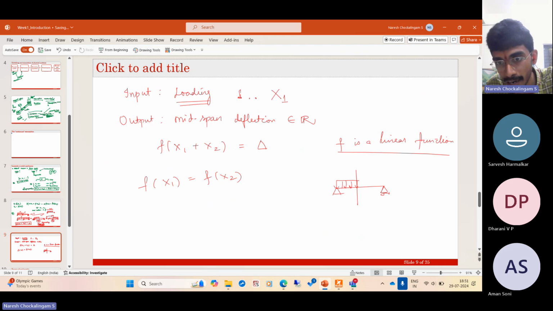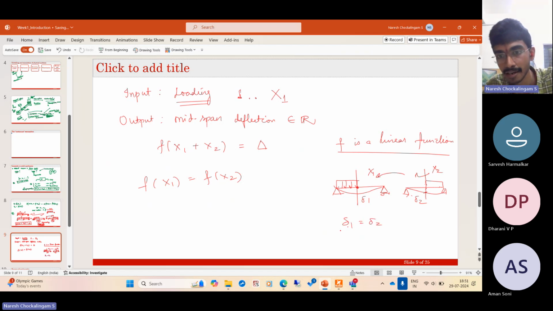The point of interest is lying along the line of symmetry. So suppose for x1 this has delta 1, and for x2 loading, this is also the line of symmetry. So for x2 loading, it has a deflection delta 2. This is fine. If you flip this structure about the axis of symmetry, you should recover this, which means delta 1 is equal to delta 2.